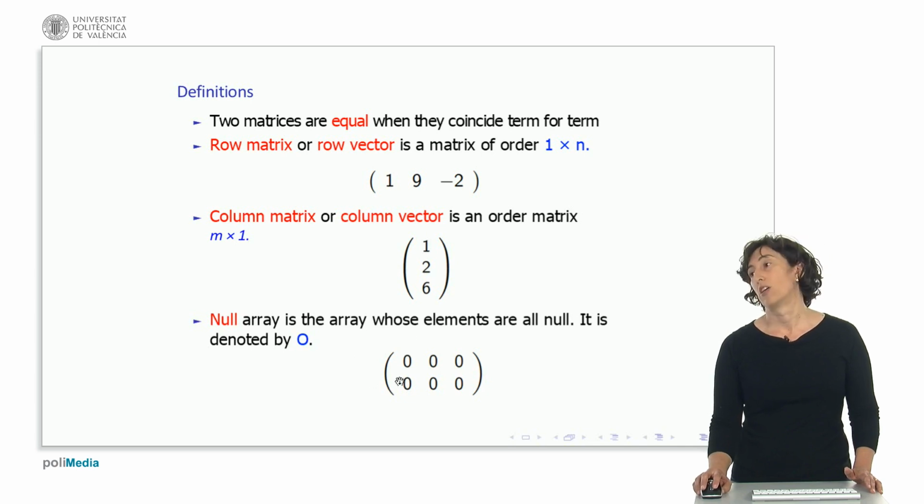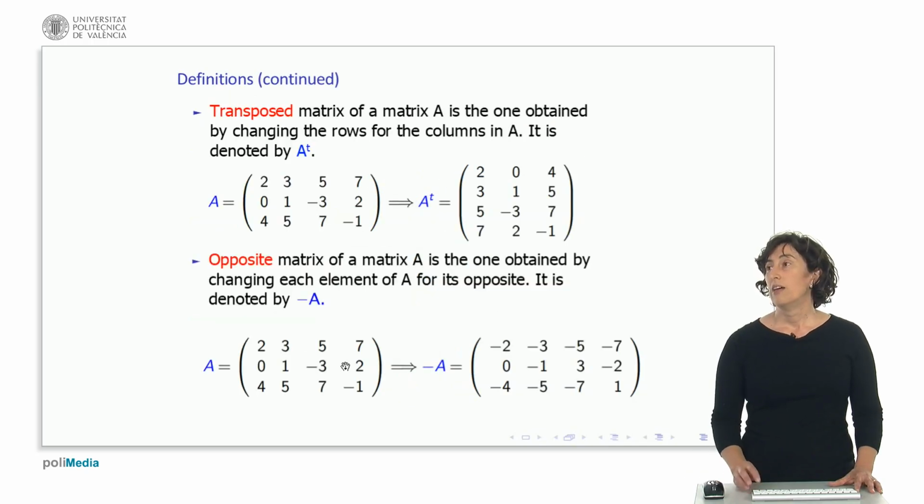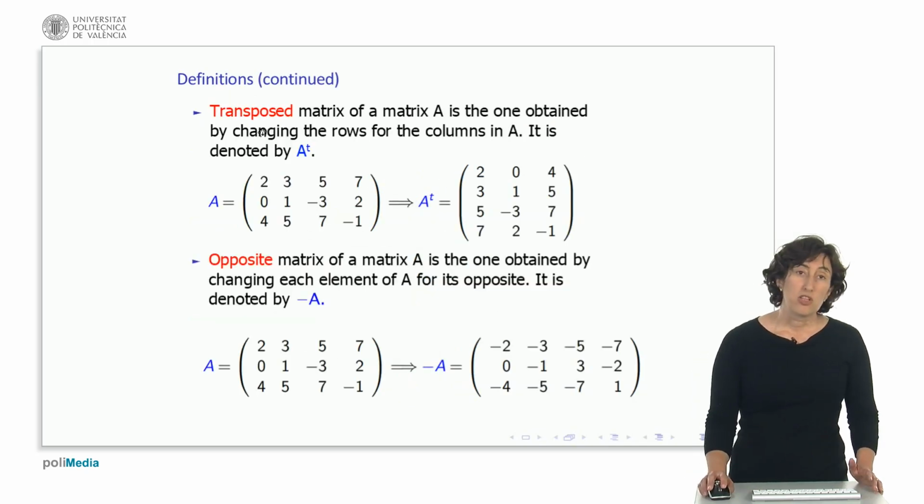For example, this is a null matrix of size 2 rows, 3 columns. Normally we will denote it with a capital O. All its entries are 0. Another important type of matrix is the transpose of a matrix.